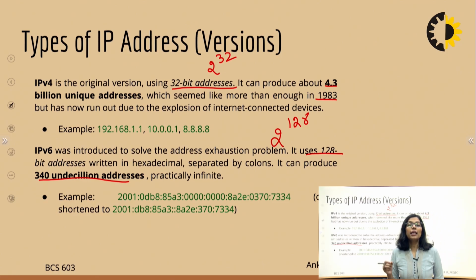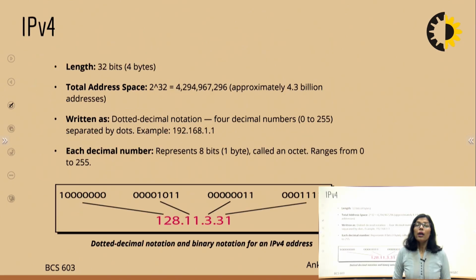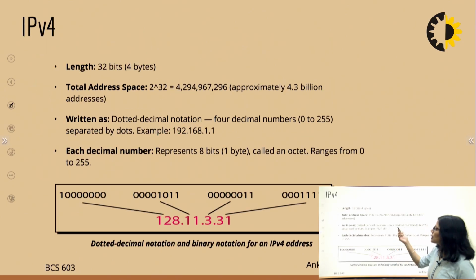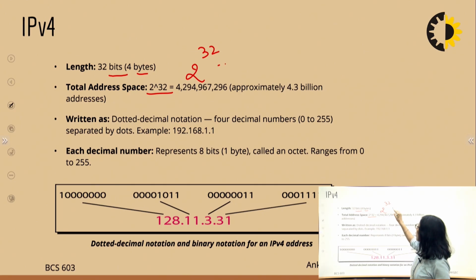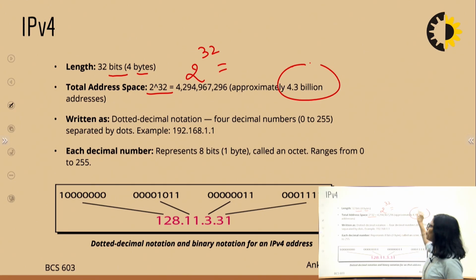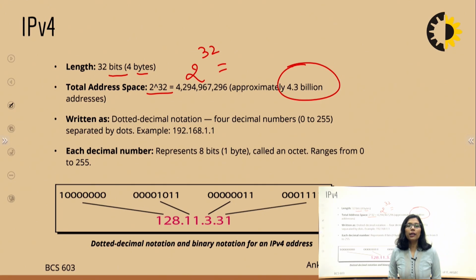And these addresses are used to uniquely identify a host in a network. So when we talk about IPv4, it consists of 32 bits. 32 bits means 4 bytes. So the address space will be 2 raised to power 32, which is around 4.3 billion. It can be written in two formats. First is dotted decimal, and the other one is binary format.